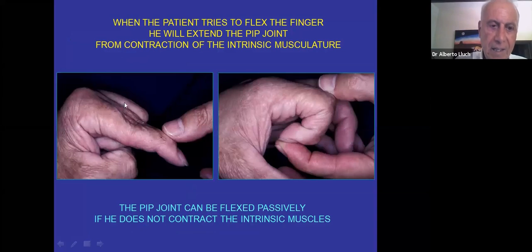And I asked him to close the fingers, and he closed the fingers, flexing all the fingers, and this one caused a swan neck deformity, an extension of the PIP joint. I said, no, relax, don't do anything, and then you can flex the PIP joint. So he was flexing the finger with the intrinsics. And by contracting the intrinsic muscle, he could flex the finger, but extended the PIP joint.